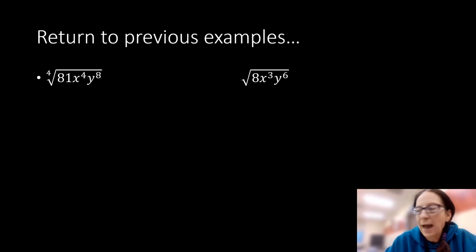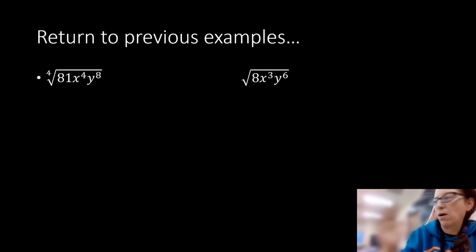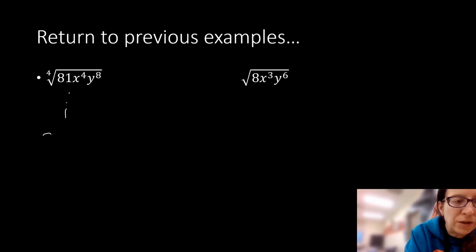So let's take a look at some of the previous examples that we had that I don't have the answers for in front of me. They're on another piece of paper that's in the copy room. But let's take a look at this. So this one we already did out. So we had 3xy squared.